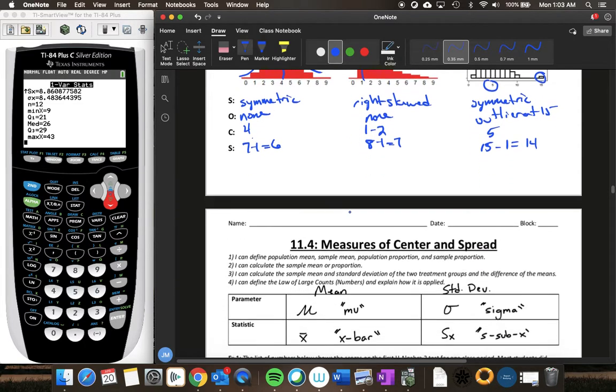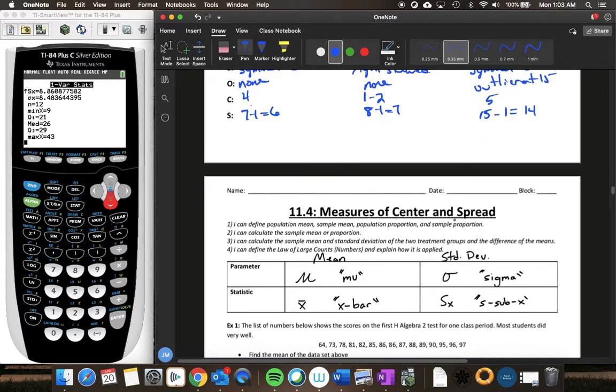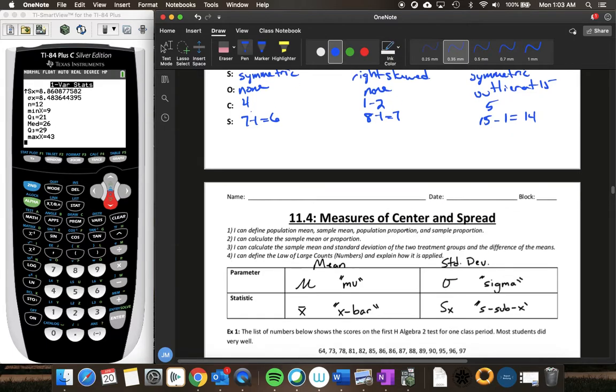So we'll spend a little bit more time talking about those measures of center, measures of spread, talking about mean and standard deviation. That'll be what we'll talk about in 11.4.